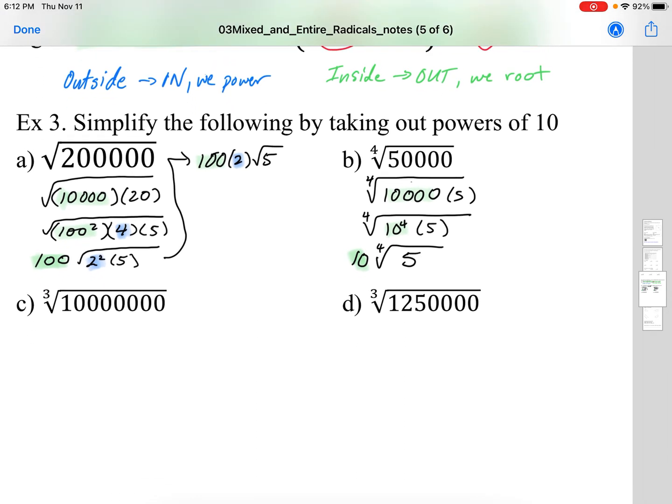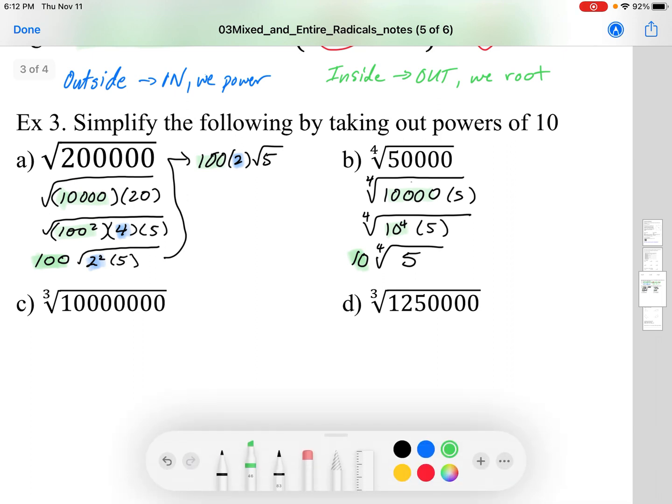For this one, we look at the index. It's a cube root index, so we're looking for perfect cubes. I'm just going to count. I can express this as a power of 10. So we've got 1, 2, 3, 4, 5, 6, 7 zeros. So I'm going to write this as 10 to the power 7. Now I want to look for perfect cubes, so I can write this as 10 to the power 6, which is a perfect cube, times that extra 10.